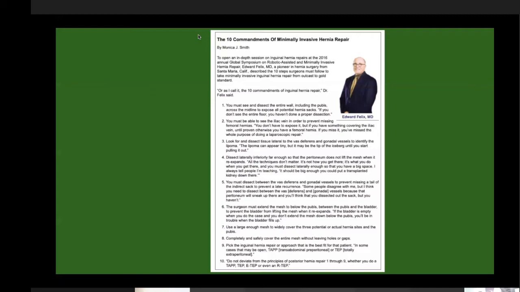So the 10 important commandments of inguinal hernia repair by Dr. Ed Felix: one, one must see and dissect the entire wall, including the pubis, across the midline to expose all potential hernia sacs. If you don't see the entire floor, you don't have a proper dissection.